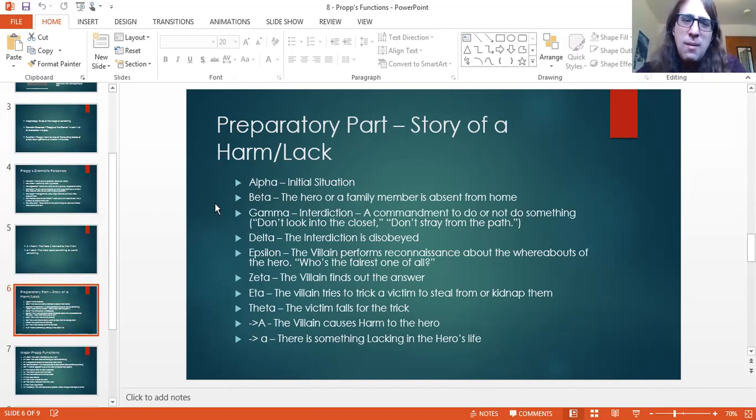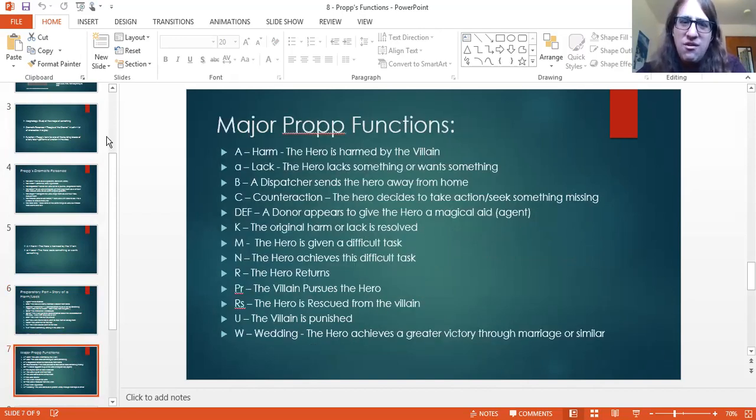Finally, once you're all done with the preparatory part, then you can start actually doing letters of the alphabet. So these include such things as a difficult task and a wedding, the hero's return, the villain pursuing the hero, the donor giving a magical gift to the hero, and all sorts of other things like that. So the idea is, if you can make a list of all these different letters that appear in a particular story, then you will really understand that story. You'll understand its structure. You'll understand how it works. So this is all very abstract and probably pretty confusing. So let's go through it with an actual example.